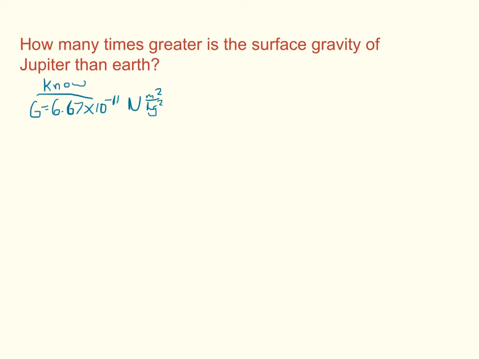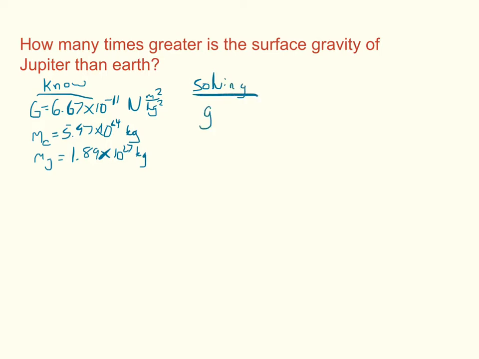However, it's pretty easy to look up the mass of the Earth and the mass of Jupiter. So we'll go ahead and look those up so that we have those numbers to work with. The mass of Earth is 5.97 times 10 to the 24th kilograms. The mass of Jupiter, 1.89 times 10 to the 27th kilograms. So now that's something to work with. What we're solving for in this problem is g, the surface gravity, our lowercase g.